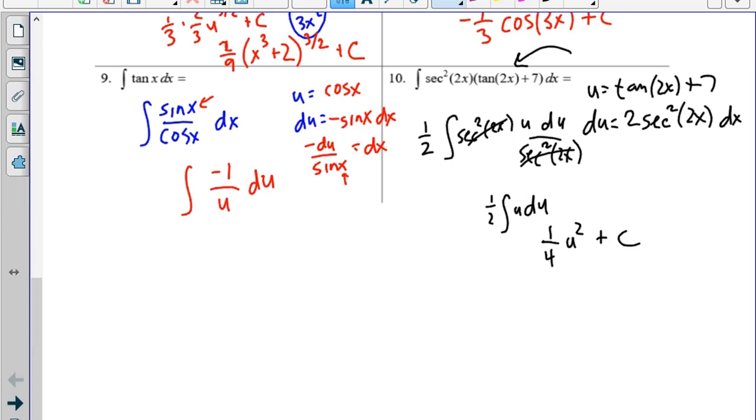And then I'm going to replace u with tangent of 2x plus 7. So I get 1/4 tangent of 2x plus 7 squared plus c.